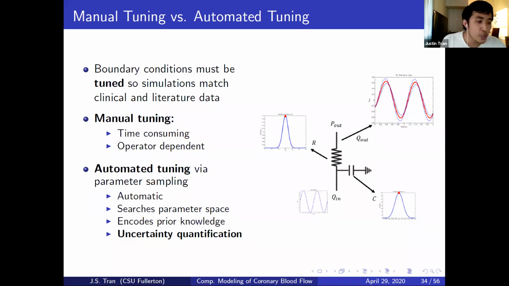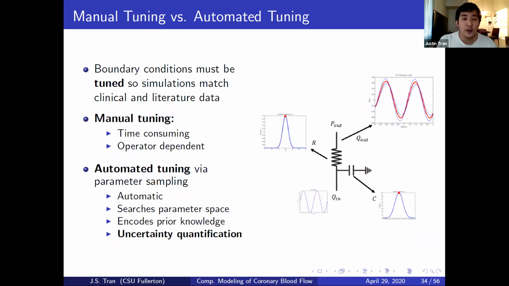A better way to do this is through an automated method. Okay. The benefits of an automated method are, first of all, it's automatic. So you don't have to sit there at your computer. You can tell it to go, and you can go make a sandwich for yourself or something. Another benefit is that it's going to be a lot more thorough. You can search the parameter space a lot more efficiently than someone just hitting buttons at their computer. Okay? Another thing is that it can very systematically encode what's called prior knowledge into your tuning.